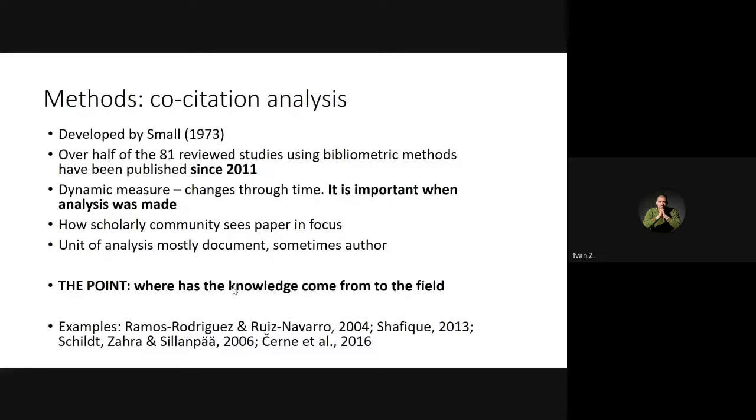And co-citation analysis shows how the scholarly community sees the field. Most authors in co-citation analysis do it on documents, right? So they connect different publications. Sometimes they also connect authors. And the point of co-citation analysis is the structure. So where is the knowledge? What is the knowledge base, or what are maybe the theoretical foundations of the field, right?